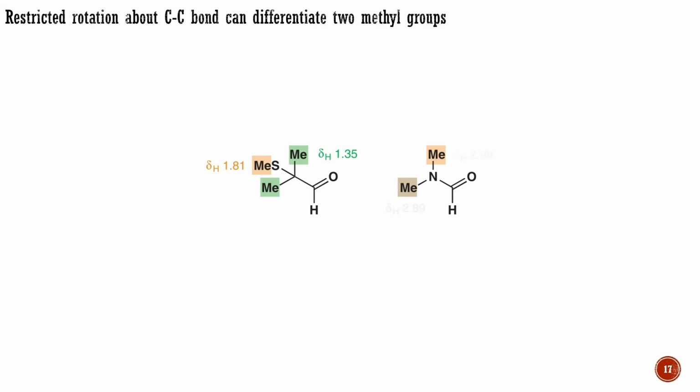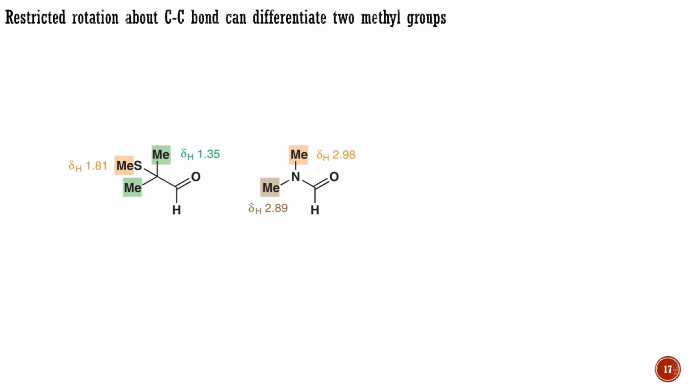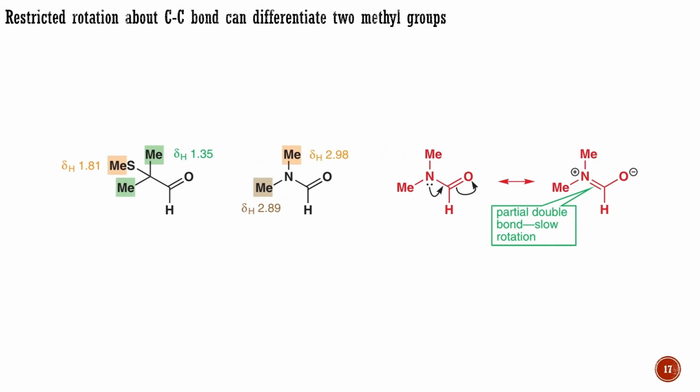The second compound also has 2 methyl signals, at 2.89 and 2.98 ppm, each representing 3 protons, and these are the 2 methyl groups on nitrogen. Restricted rotation about the amide bond must be making the 2 methyl groups different. You should remember from the module on delocalization and conjugation that the amide bond has considerable double bond character because of conjugation, as the lone pair electrons on nitrogen are delocalized into the carbonyl group.